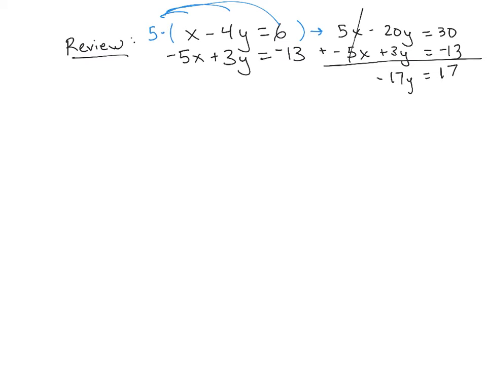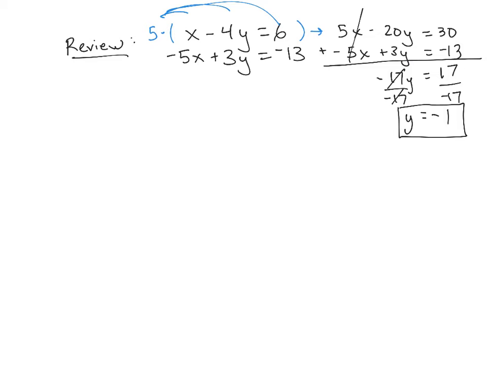So when I add those equations together, the x's cancel. I get negative 17y equals 17. I can then divide through by negative 17 to undo the number in front of y. And I'm left with y equals 17 divided by negative 17. And a positive divided by a negative is a negative. 17 divided by 17 is 1, so y is negative 1. Hopefully you got that part.